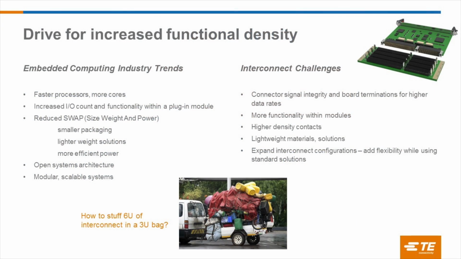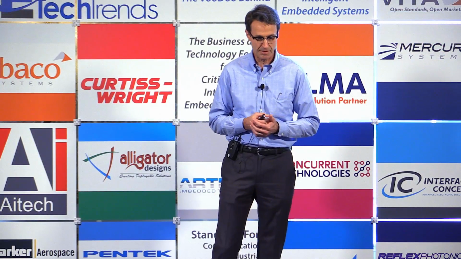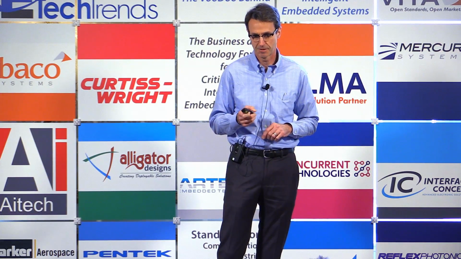So we work very closely with the standards organization and industry leaders on making sure that our connector development supports the emerging architecture. What I wanted to talk about today was the drive for functional density. We know what's happening in the embedded computing world with faster processors, more cores, higher I/O count. SWAP, we've been talking about for years, but we continue to drive size, weight, and power down to unprecedented levels. The open systems architecture is very prevalent, and we're looking at modular scalable systems. So what does that mean in terms of the connector challenges?